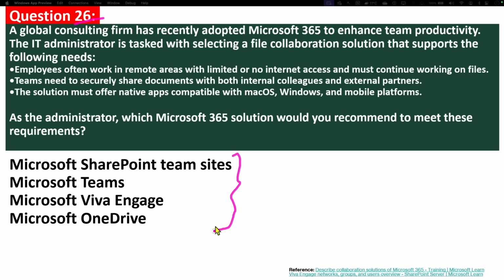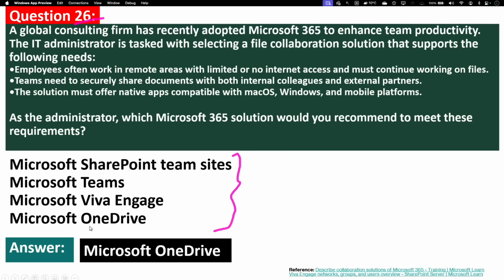Let's look at the options available. The correct answer is Microsoft OneDrive. Microsoft OneDrive is a cloud based storage service that allows you to save files online and access them from any device with an internet connection. Think of it like a digital locker where you can store documents, photos, videos, and more without needing a USB drive or external hard disk.